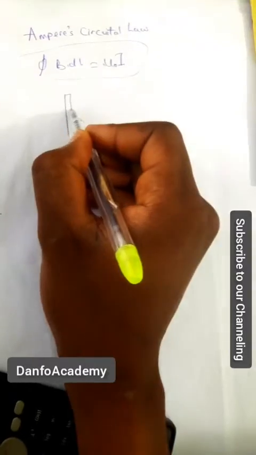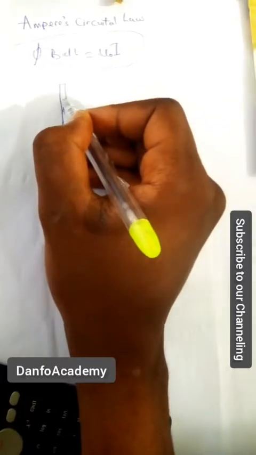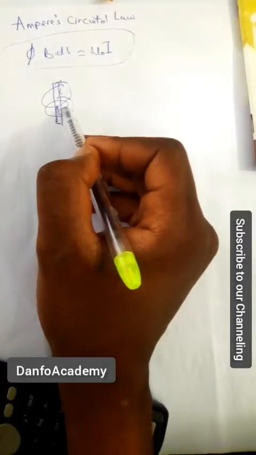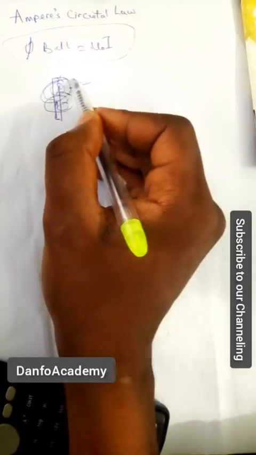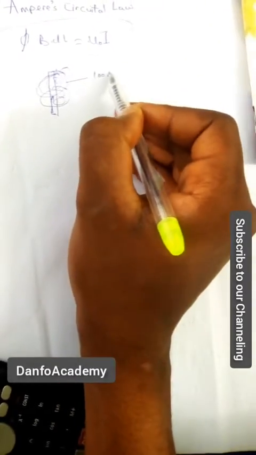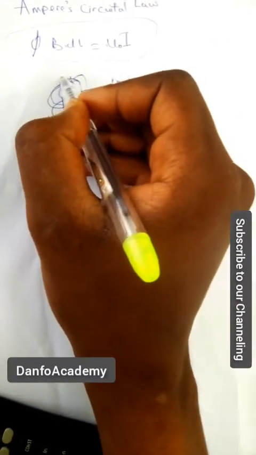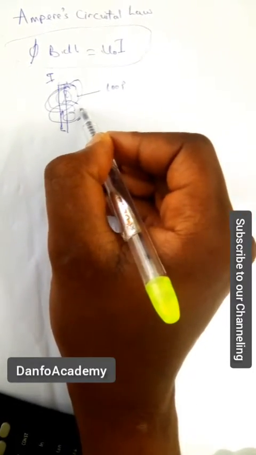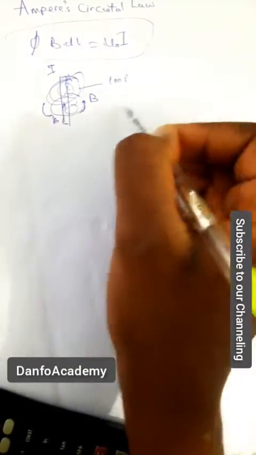Now, this simply means that if you have a conductor like this, and let's say the current is flowing upward like this, certainly you have a magnetic field encircling it like this. Here is what we call the loop. As you can see, from here to here till the other end is what we call a loop. As you all know, if the current is flowing upward, the magnetic field is certainly flowing like this. Here is a B, it's flowing like this.